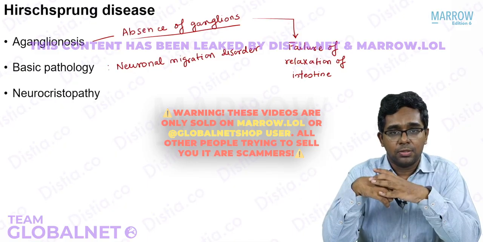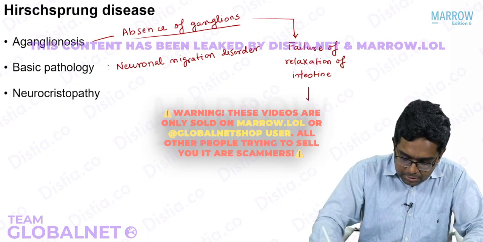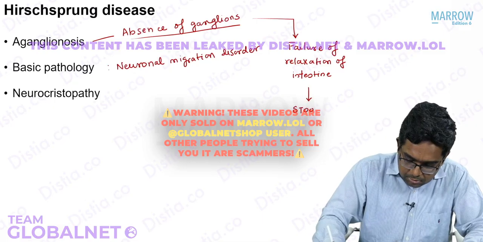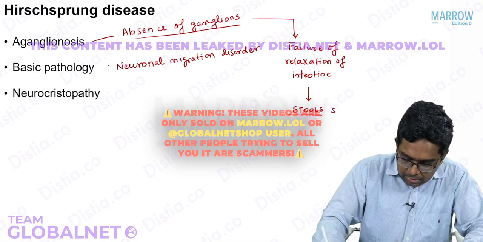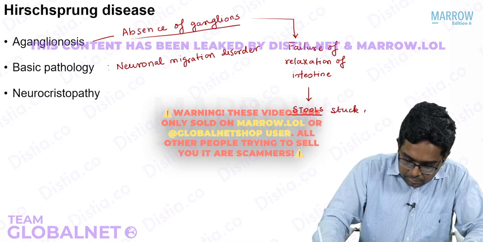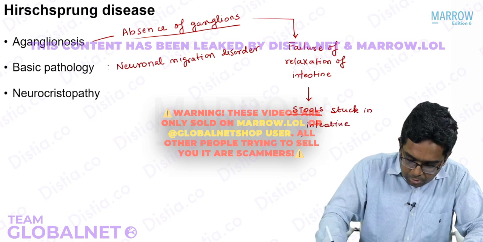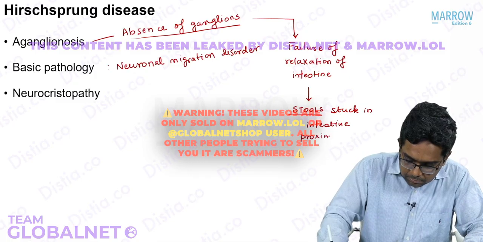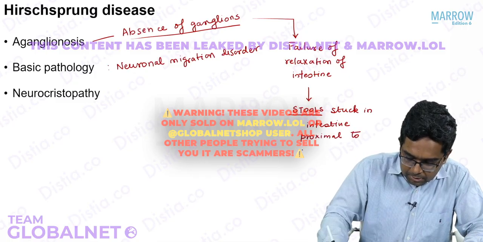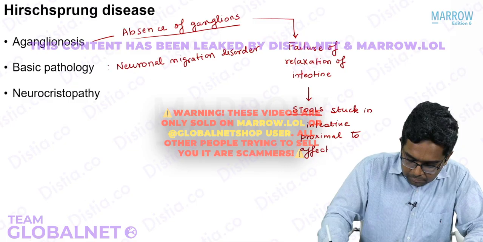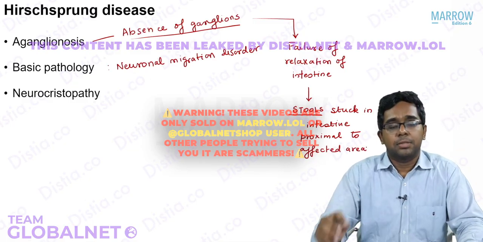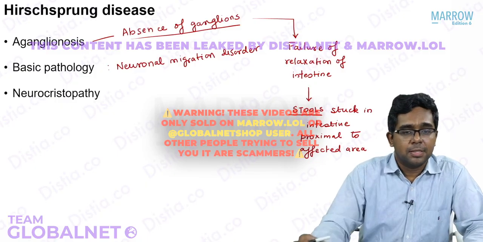I hope you are able to follow this. So that is why in this condition, the stools will be stuck in the intestine proximal to the affected area. Okay, this is the basic pathology in case of Hirschsprung disease.